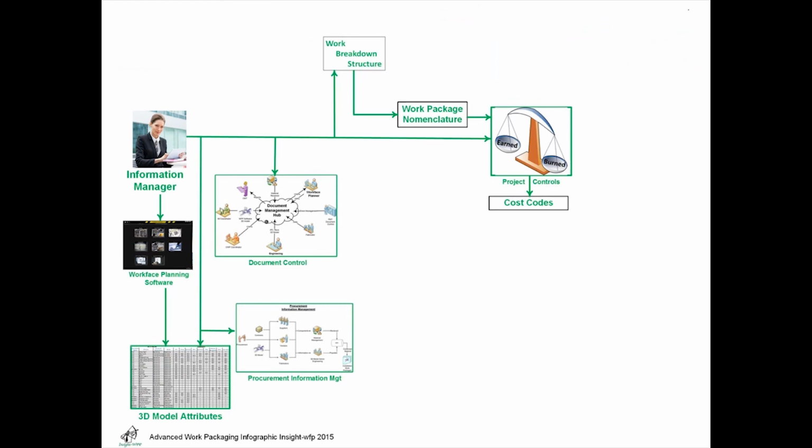The information management roadmap covers the appointment of the information manager, the selection of workforce planning software, 3D model attributes, procurement information, document control hosted on the cloud, the work breakdown structure, work package nomenclatures, earned value management, and cost coding.